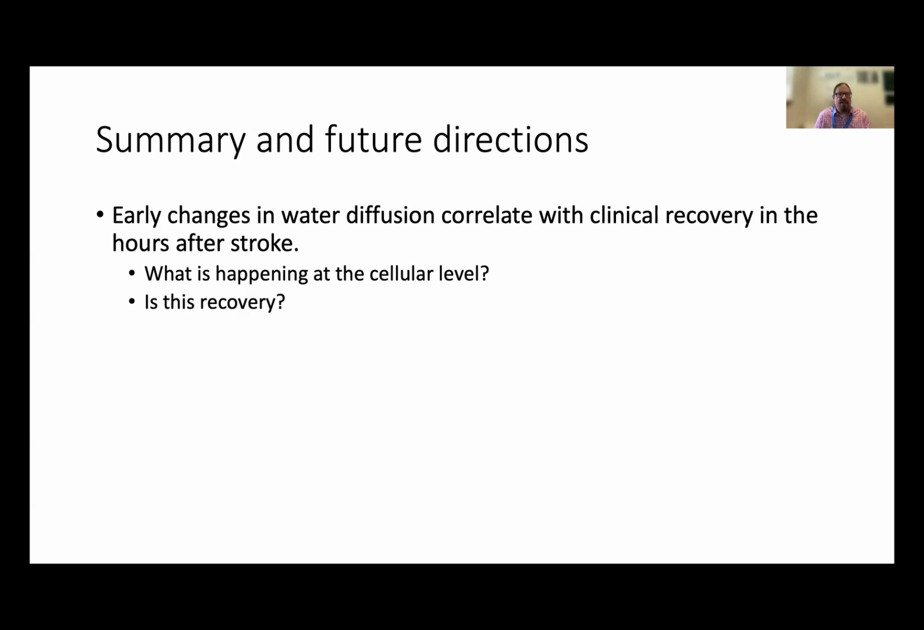I mentioned that early changes in water diffusion correlate with clinical recovery in the hours after stroke. It's still kind of unclear what this means at the cellular level. And it's still unclear if this is truly recovery. Is this something else? Is this some sort of partial infarction, some sort of stunned tissue or something like that? But it's the only thing I've seen that appears to be predictive of recovery after stroke.